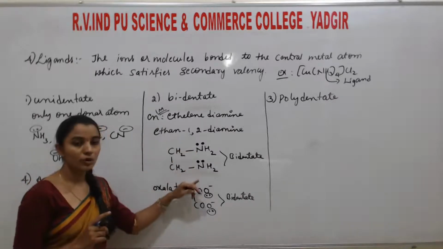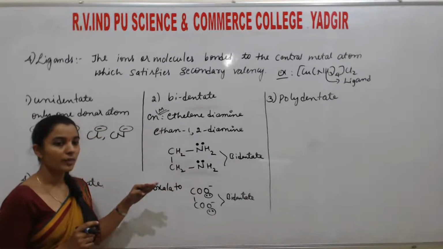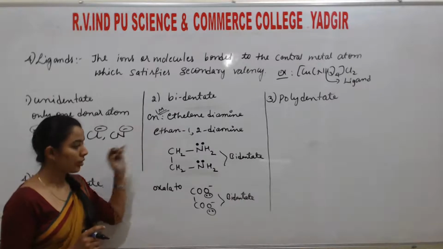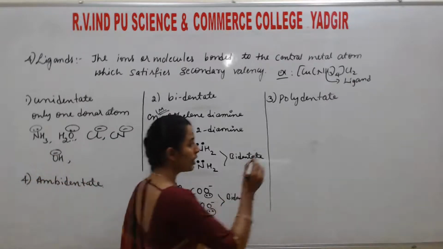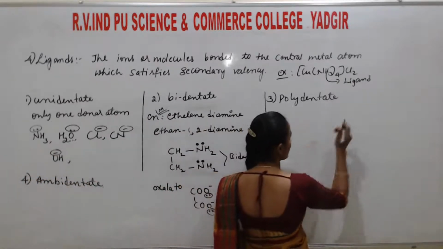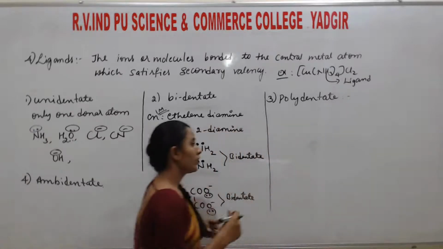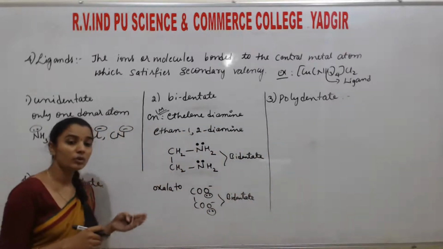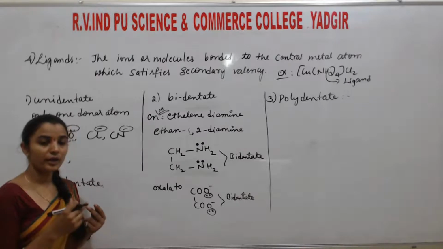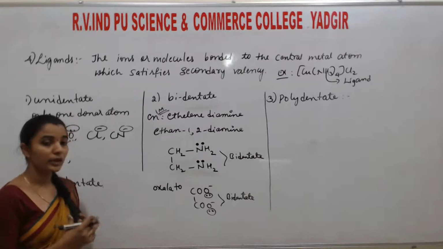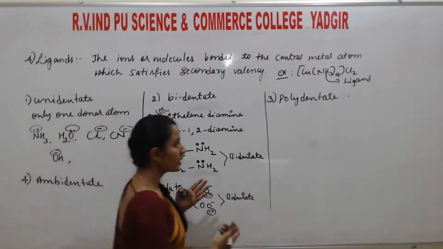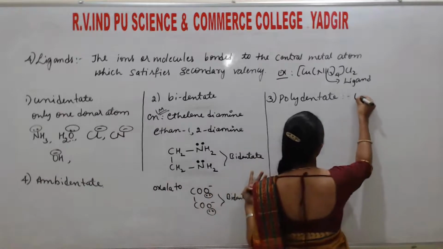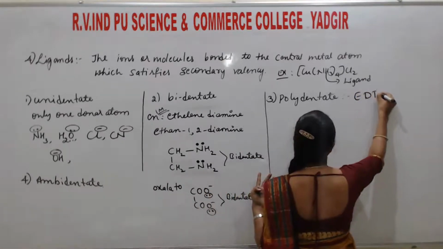Bidentate means 2 donor atoms. It has the capacity to form 2 coordinate bonds. Polydentate means it consists of more than 2 donor atoms. It can be tridentate, tetradentate, pentadentate, hexadentate. So the best example for polydentate is EDTA.